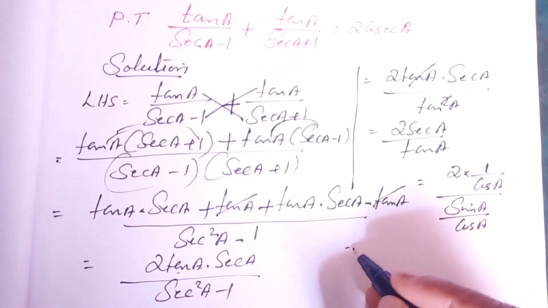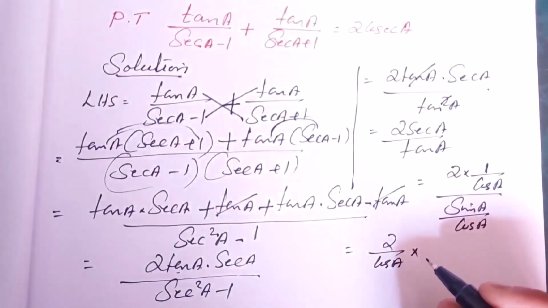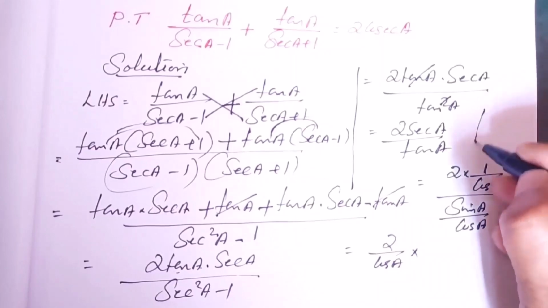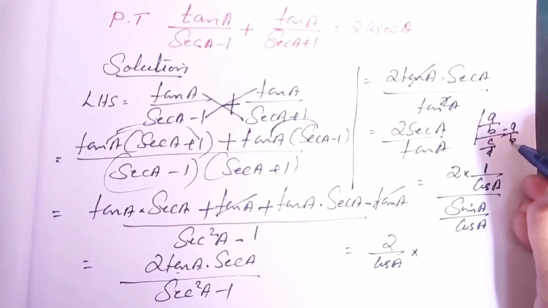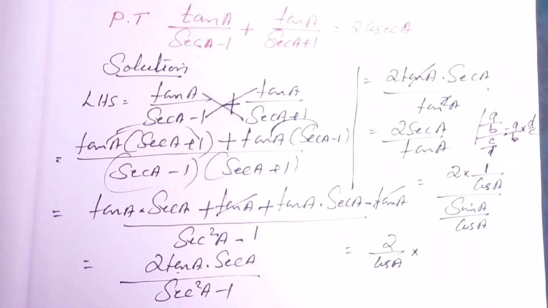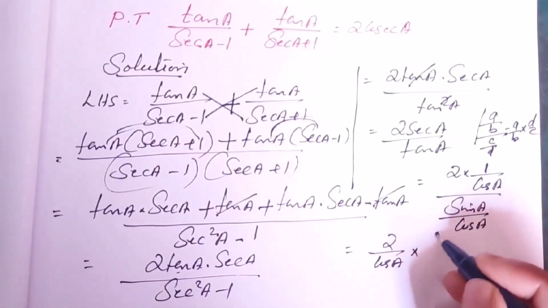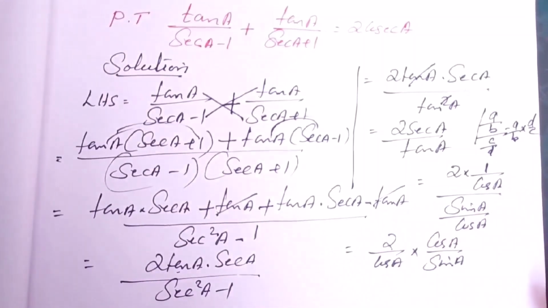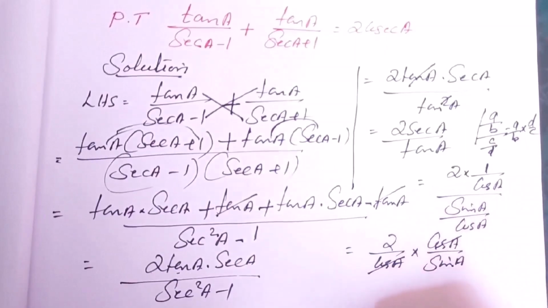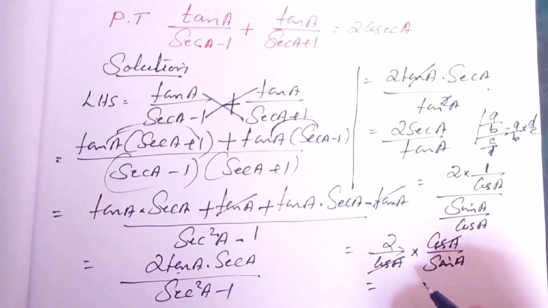Now again 2 by cos A into, again reciprocal multiplication, that is A by B by C by D is equal to A by B into D by C, right? So 2 by cos A by sin A by cos A is 2 by cos A into cos A by sin A. Now cos A gets cancelled. What is 2 by sin A? That is equal to 2 by sin A, because 1 by sin A is cosec A. So that is equal to 2 cosec A.